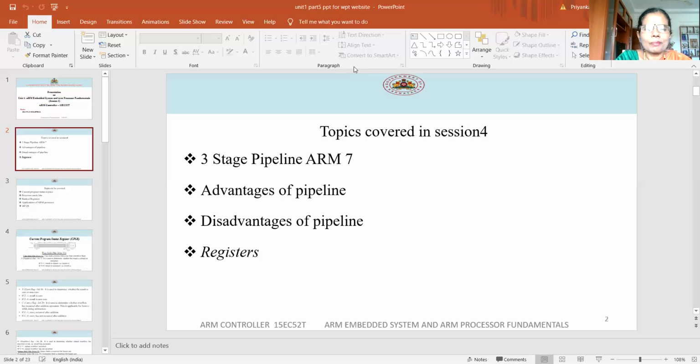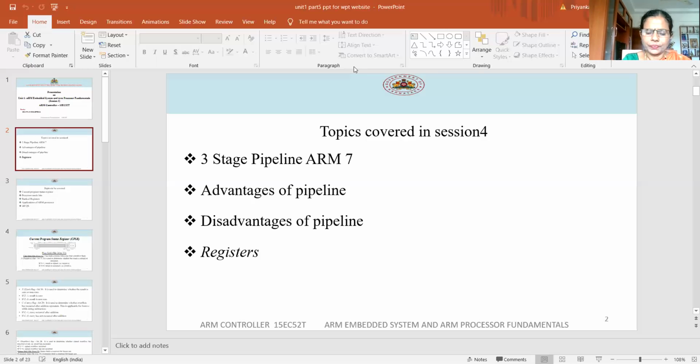User mode, system mode, supervisor mode, I'm telling you. Those things we have not studied in the previous session. So today we will discuss the different processor modes and in which mode which registers we are going to use. That we'll discuss in today's session.